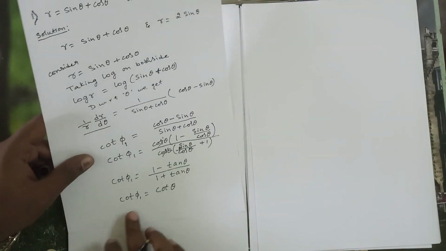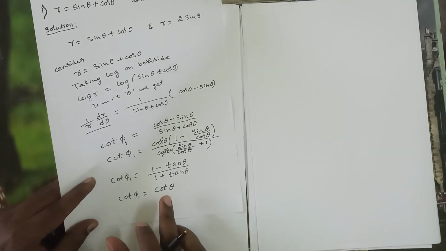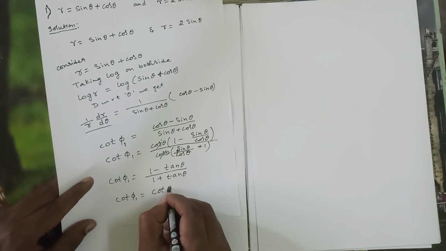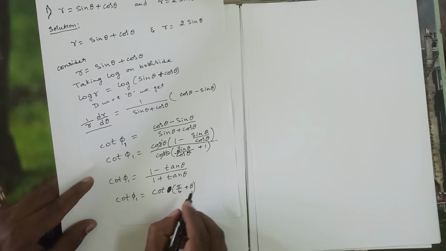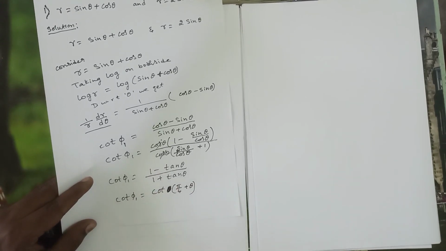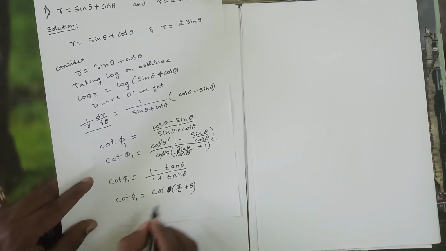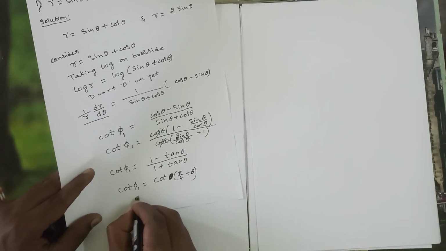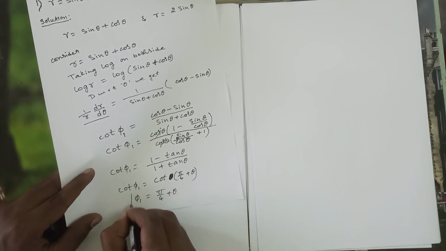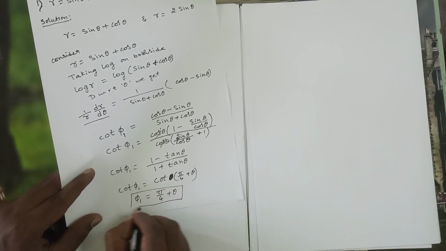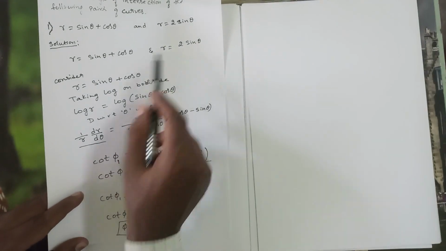Sorry, this is pi by 4 plus theta. You have the formula, right? I gave the formula in the starting only, pi by 4 plus theta. So phi 1 equals pi by 4 plus theta. So this is your phi 1. Now find out phi 2.